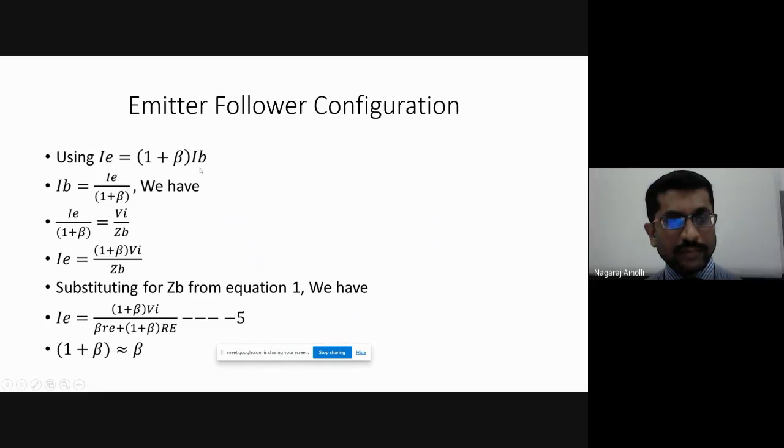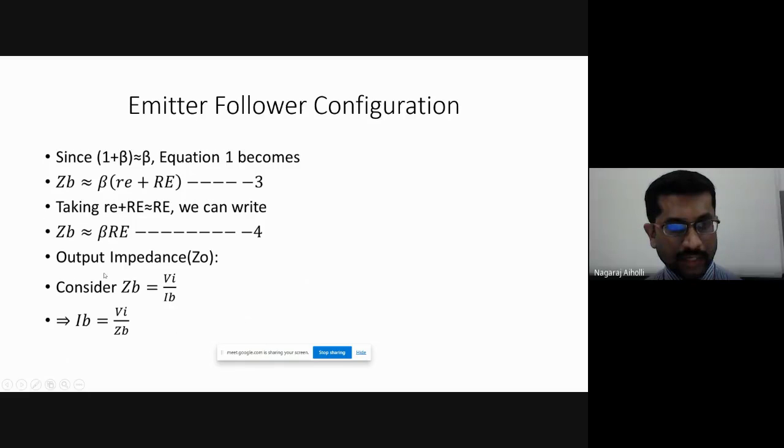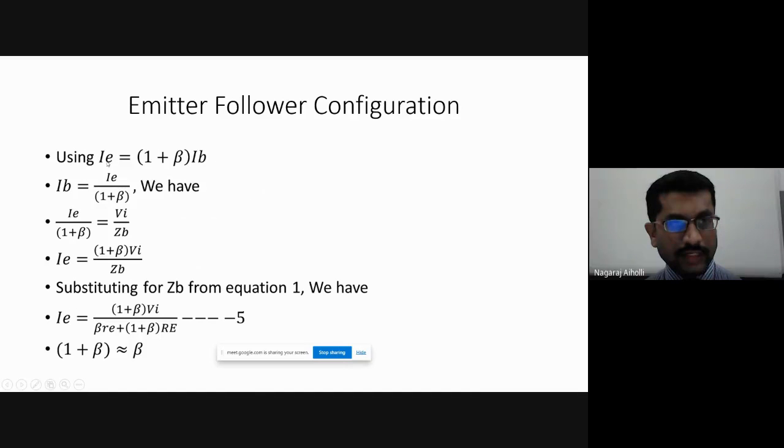Ie is 1 plus beta into Ib. Therefore, rearranging the terms for Ib, Ib will be equal to Ie divided by 1 plus beta. What is the main equation for Ib here? Ib is Vi by Zb. Ib is also equal to Ie divided by 1 plus beta. Therefore, Ie divided by 1 plus beta is equal to Vi divided by Zb.